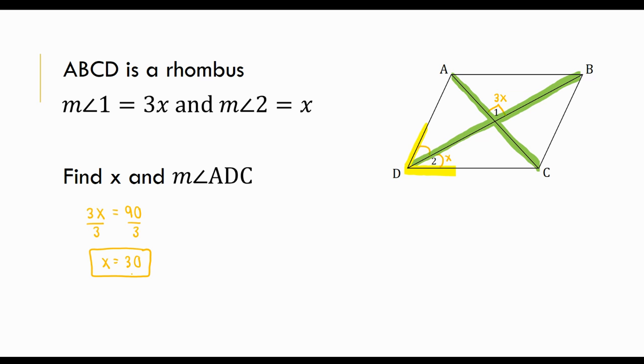So since I know that angle 2 is x and x is 30, the measure of angle ADC is honestly me just doubling that, because once again, I know that x is 30 and I know that a diagonal is bisecting the angle of a rhombus. So 30 plus 30 tells us that we have a 60-degree angle.